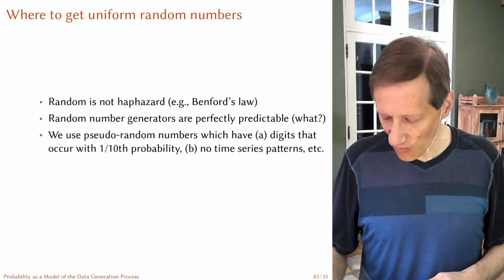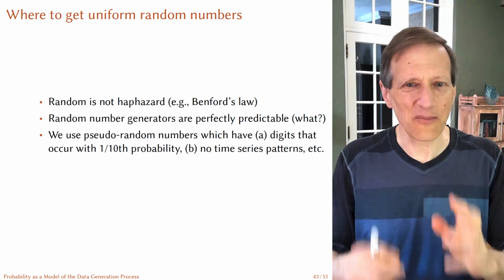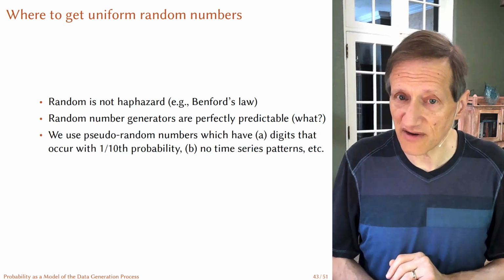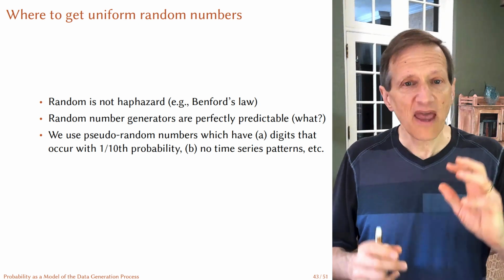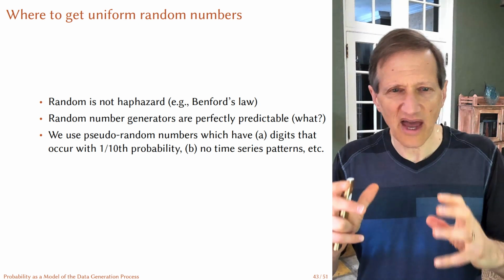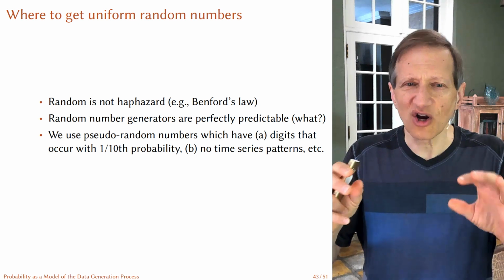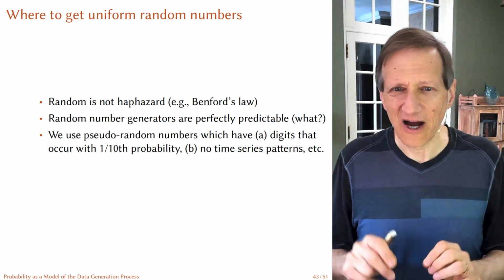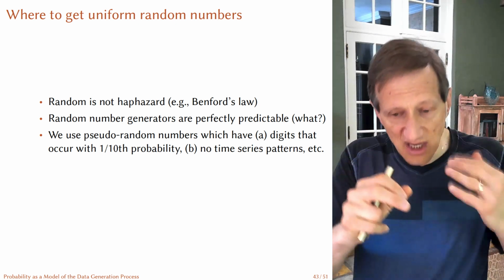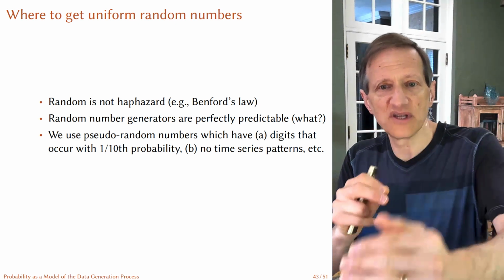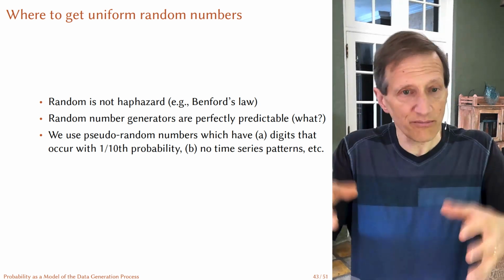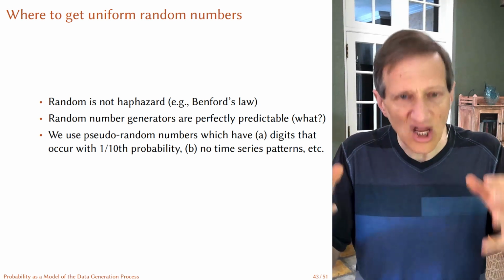Well, what that means is that they're mathematical formulas. They're pseudo-random number generators, to be very precise. And they're generated so that the digits occur with 1/10 probability, right? It's because there's 10 of them. There's no time series patterns from one number to the next number, etc. However, they are deterministic functions. Your computer is entirely deterministic.